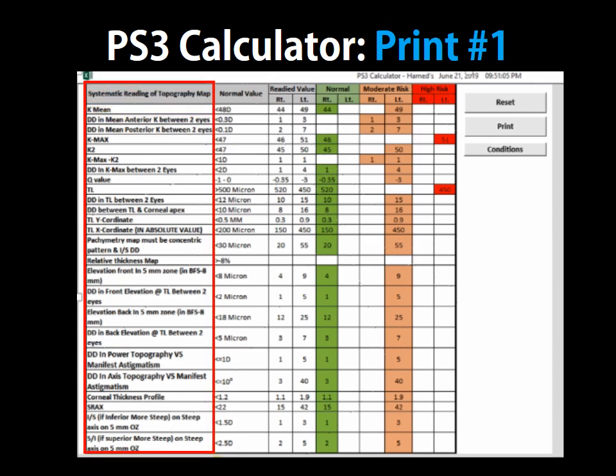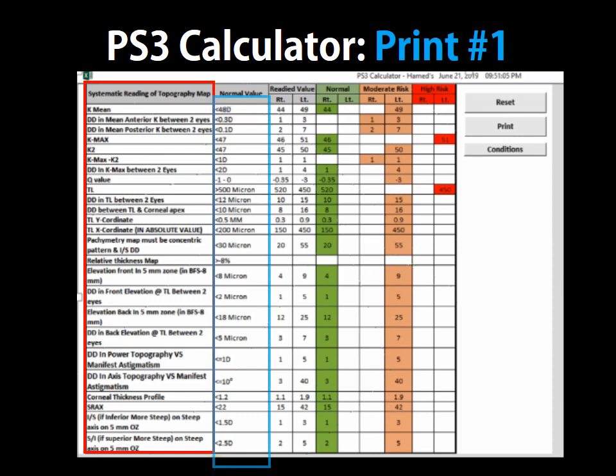This is the first printout of the calculator. What we are seeing now in the red box is the data whose values we enter inside the calculator, like the K-mean, the difference in the mean anterior K between the two eyes, the difference in the mean posterior K between the two eyes, the Kmax, the K2, the difference between Kmax and K2, the sinus local, the Q value, etc. All these are the topography data for the right and left eye of that particular patient.